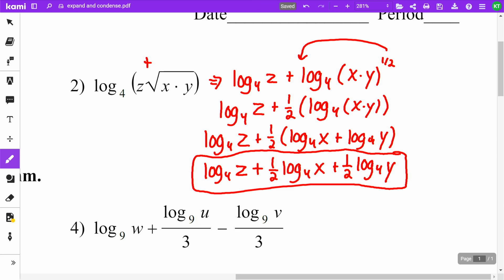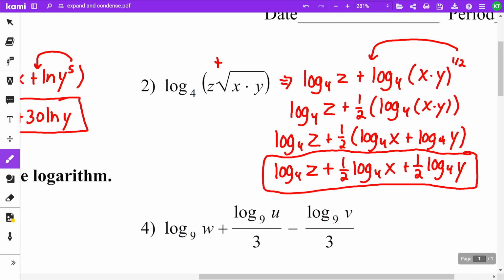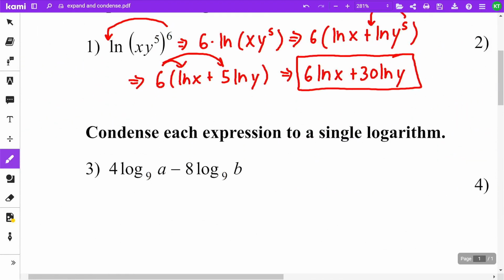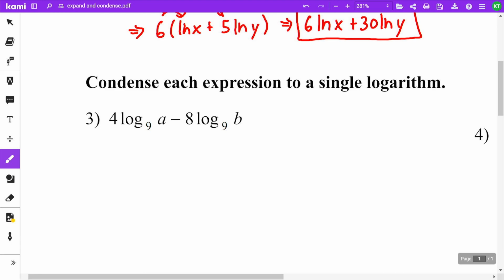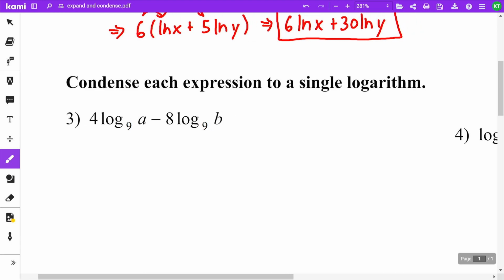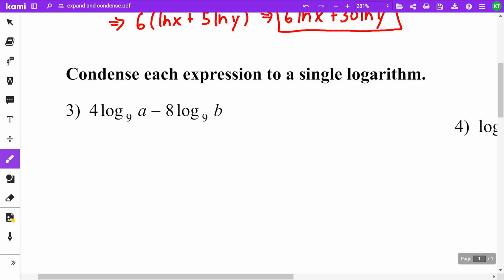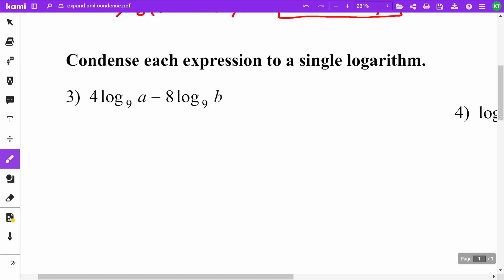So those two are some examples of expanding. Now let's go ahead and switch gears into the opposite. Using the same properties, we are now going to condense, and this time we're going to work from the inside out. So we are going to condense each one of my expressions here. And so I will start here. If I have subtraction, I am going to do division.